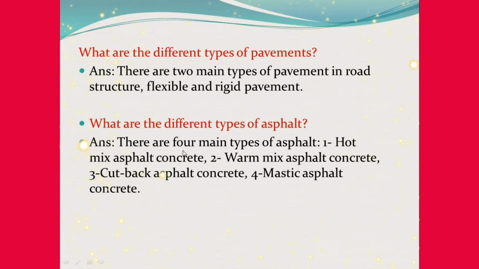The answer is, there are four main types of asphalt. Number 1, hot mix asphalt concrete. Number 2, warm mix asphalt concrete. Number 3, cold mix asphalt concrete. Number 4, mastic asphalt concrete.